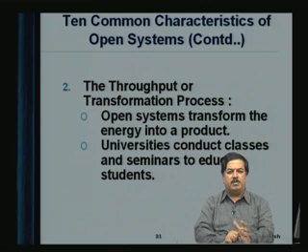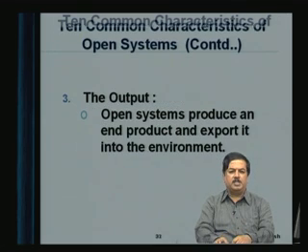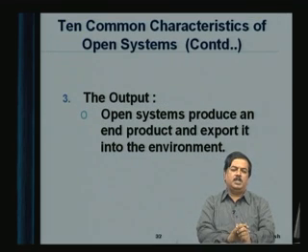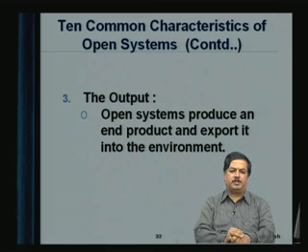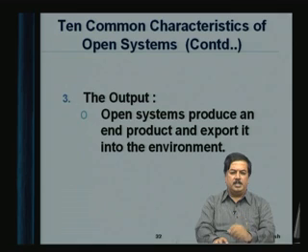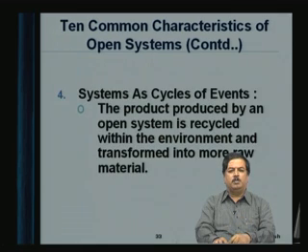And then the second one, as an open systems theory, is that they focus on this transformation which meets some of the requirements of the society. So that means there is also an output. So that means they produce an end product and a service and export it back to the environment. So there is an input and there is a throughput and the output.